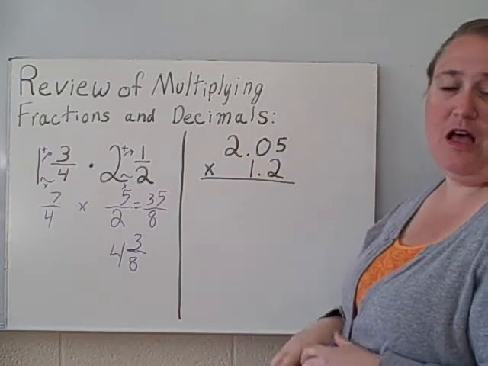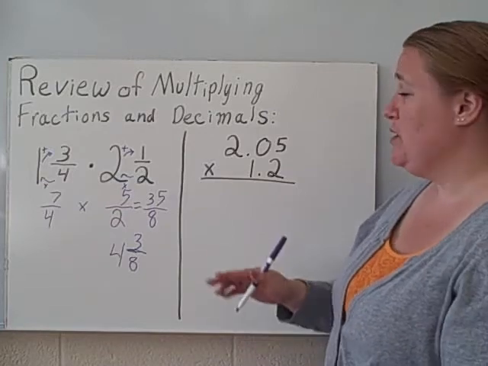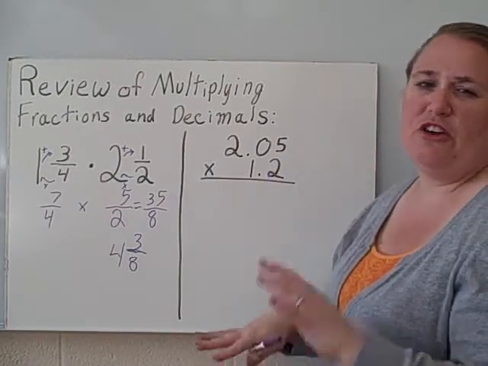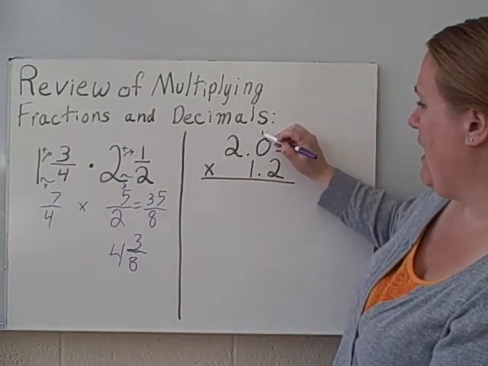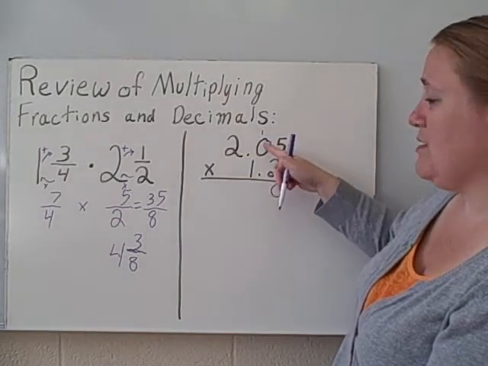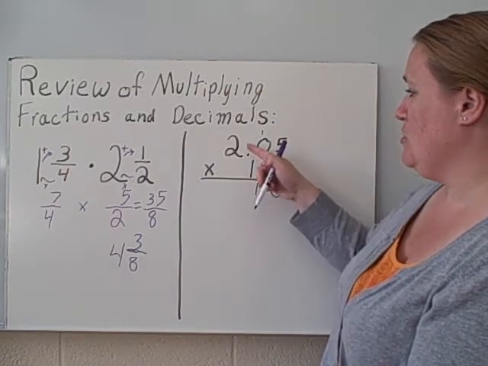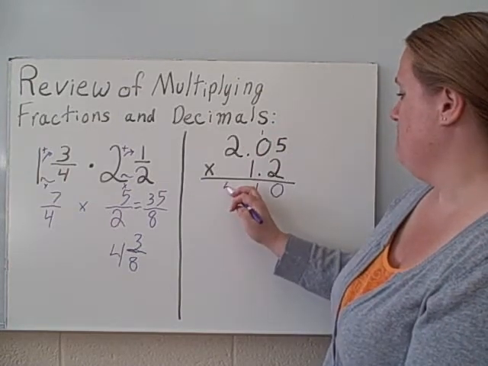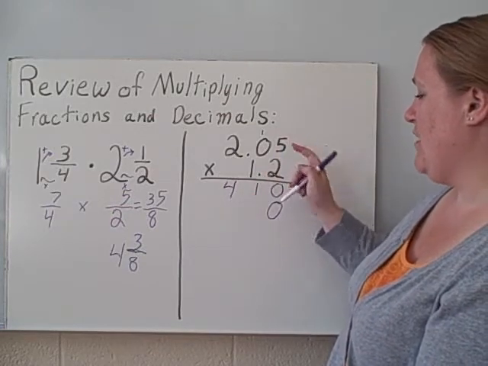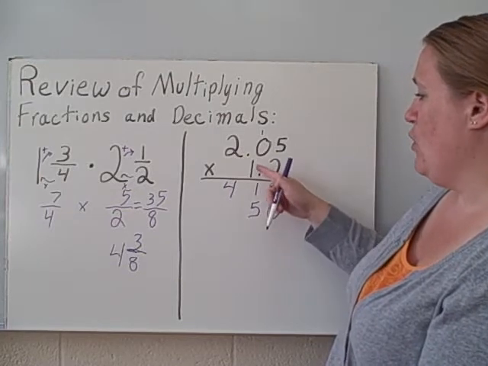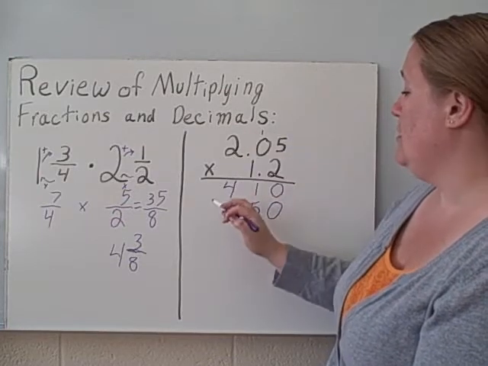Next we have our decimals. So remember when we're multiplying with decimals, we just kind of ignore the decimals until the very end. We just multiply like normal. 2 times 5 is 10. 2 times 0 is 0, plus 1 is 1. 2 times 2 is 4. Bring down our 0. 1 times 5 is 5. 1 times 0 is 0. And 1 times 2 is 2.